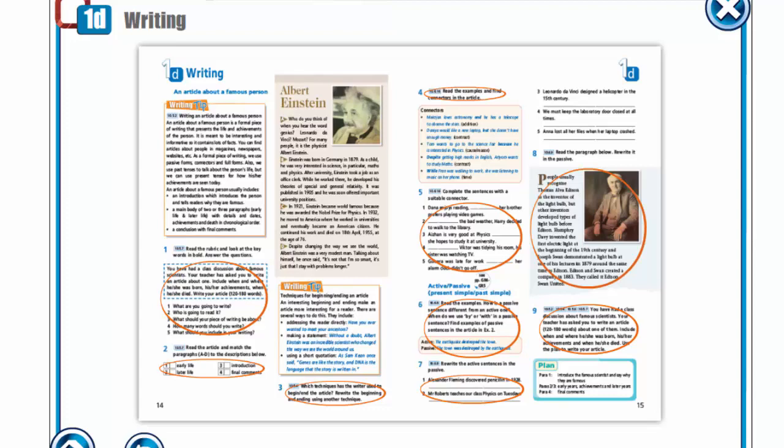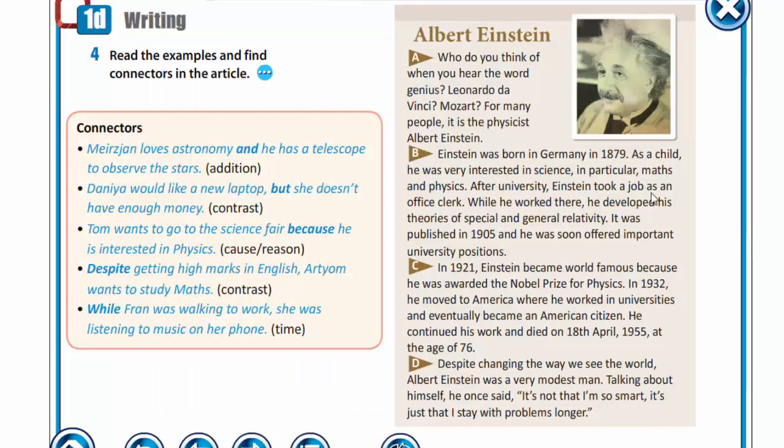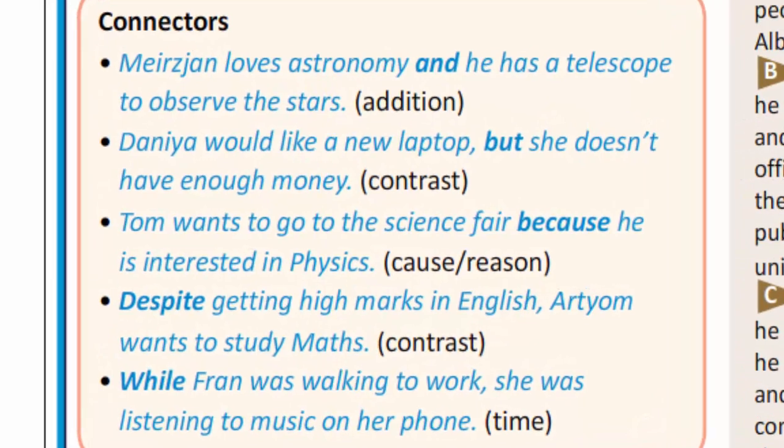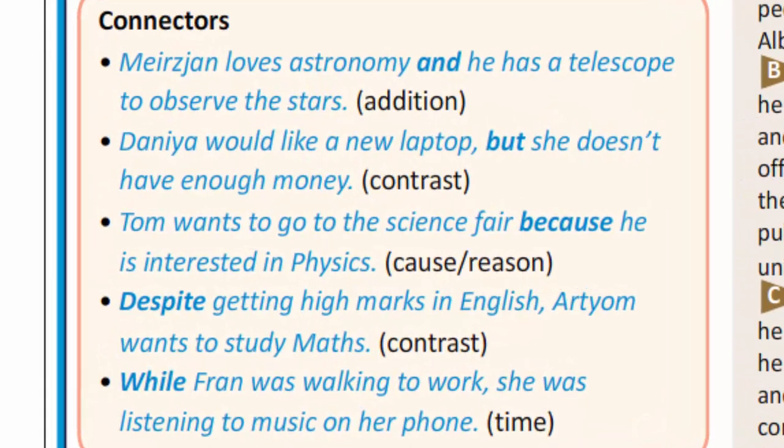Let's continue our work on writing an article about a famous person. Open your books at page 15, exercise 4. Read the examples and find connectors in the article. Connectors may express addition. For example, Mirjan loves astronomy and has a telescope to observe the stars.